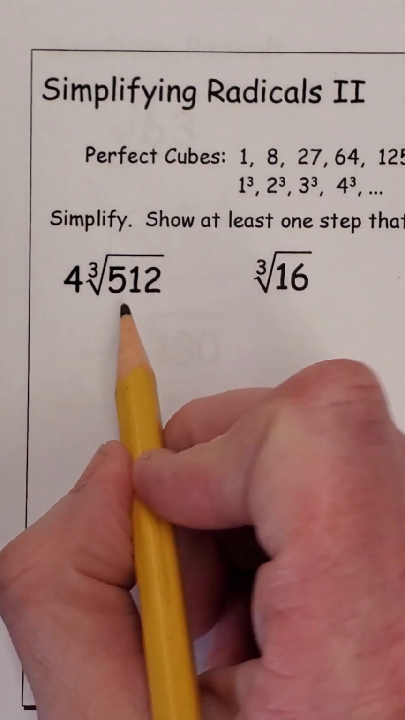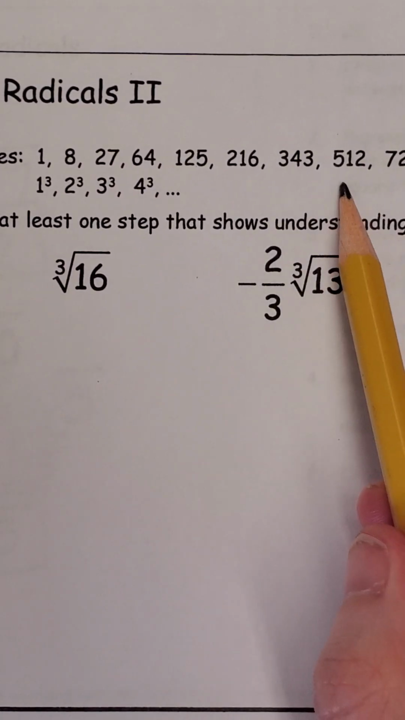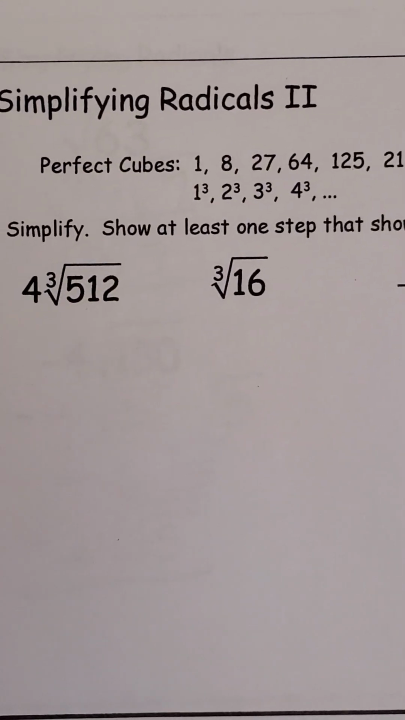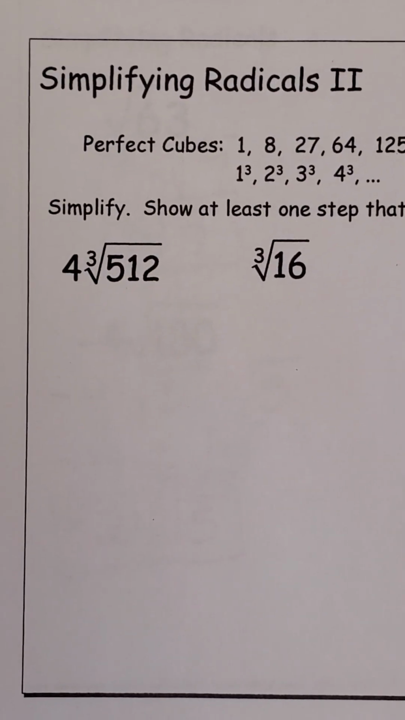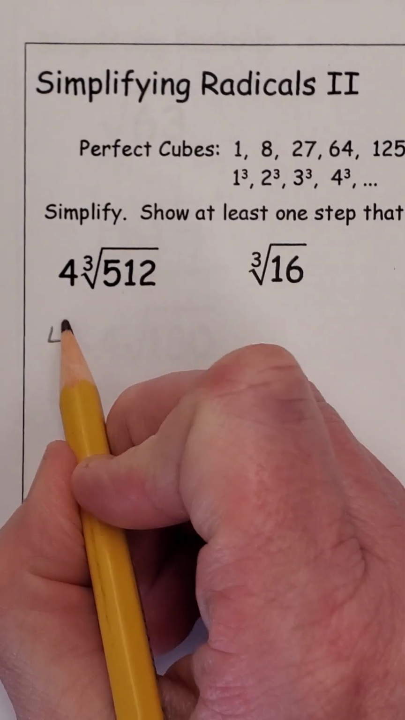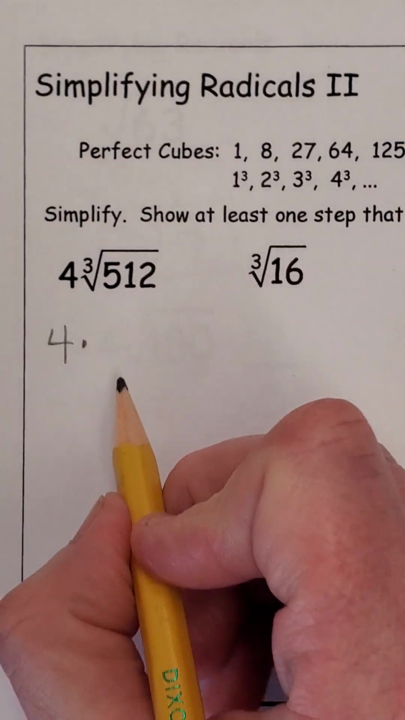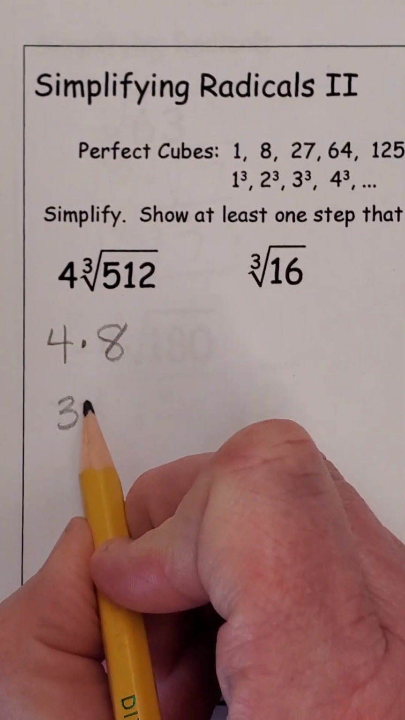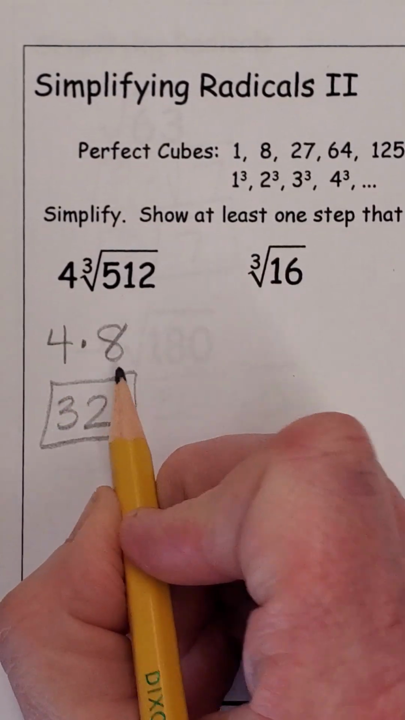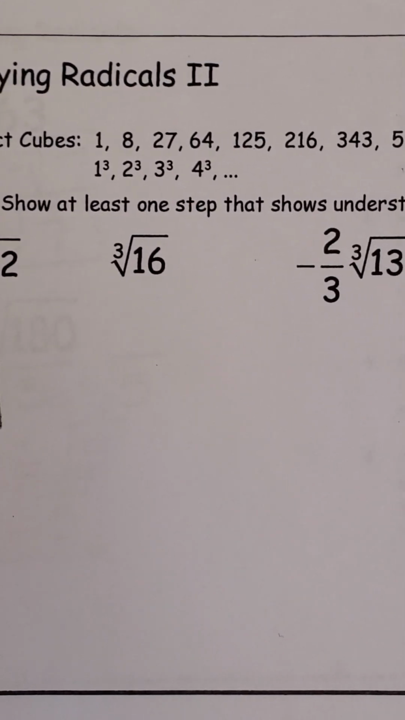So 512, as soon as I slide it over, you can see is right here. So it is a perfect cube, and what that means is that our final answer will not contain a radical at all. I don't expect you to know what that is, but just make sure you can type in the cube root of 512 and you will end up with 8. So these questions demand one step that shows understanding before your final answer.